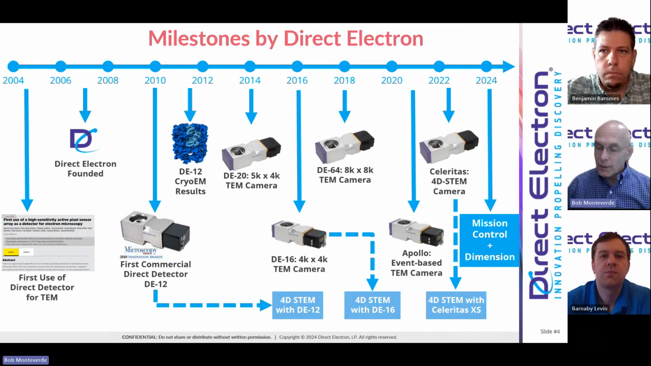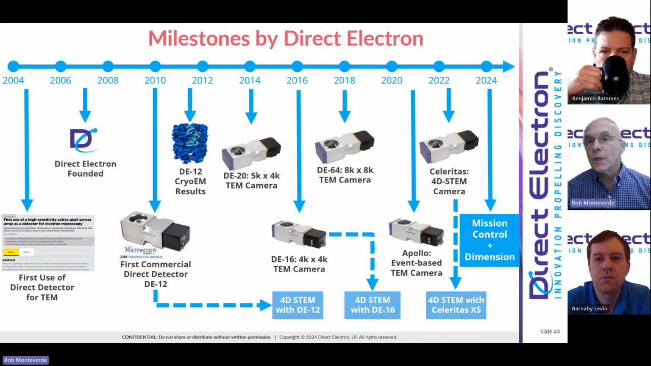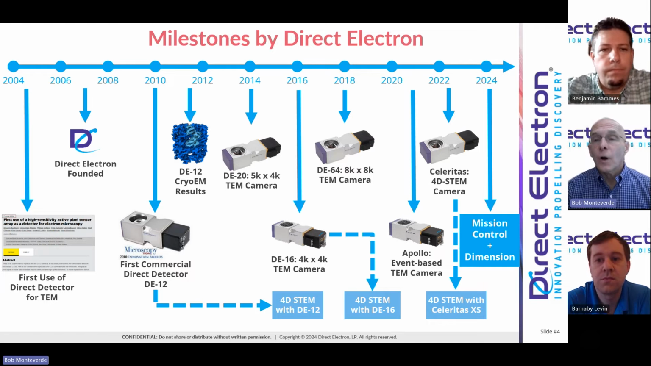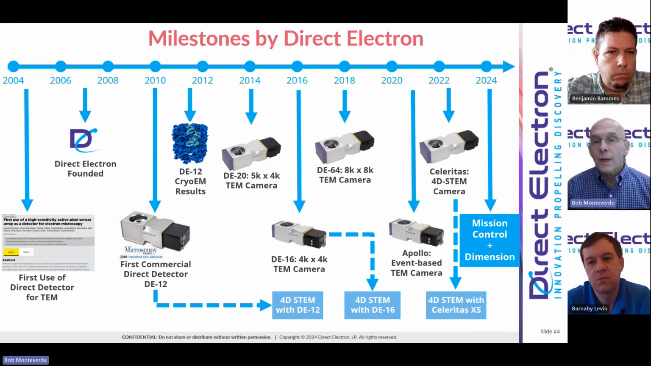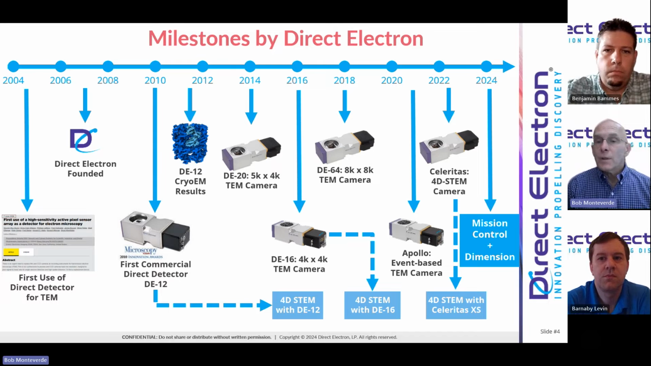So here at Direct Electron, we have been building advanced cameras for TEM for over a decade. And all of our cameras are direct detectors, meaning that they do not have a scintillator. They are directly detecting the electrons, which provides the highest resolution and the highest sensitivity. Direct Electron was the pioneer in this. We introduced the first commercial direct detector, the DE12, in 2010.